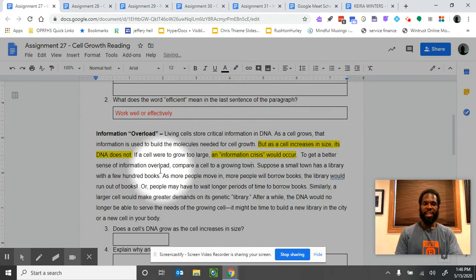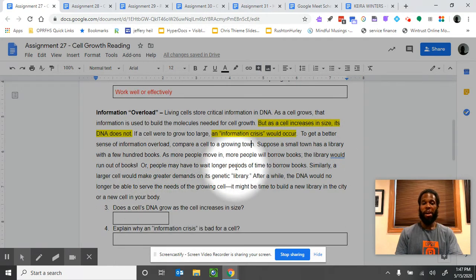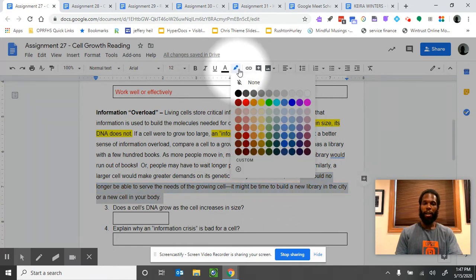To get a better sense of information overload, compare a cell to a growing town. Suppose a small town has a library with a few hundred books. As more people move in, more people will borrow books. The library will run out of books, or people may have to wait longer periods of time to borrow books. Similarly, a larger cell would make greater demands on its genetic library. After a while, the DNA would no longer be able to serve the needs of the growing cell. It might be time to build a new library in the city or a new cell in your body.